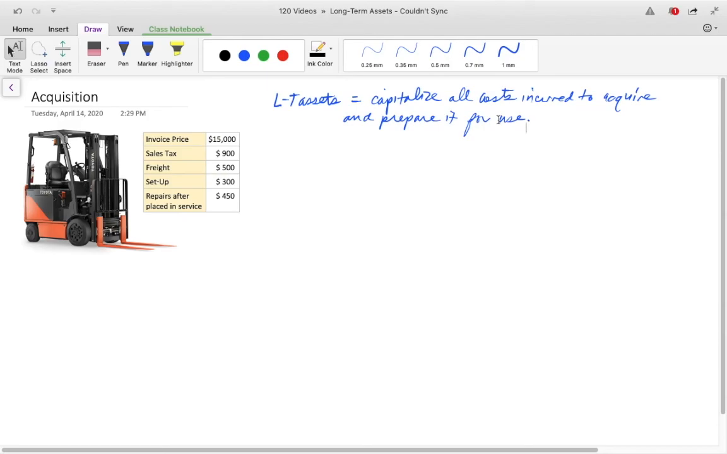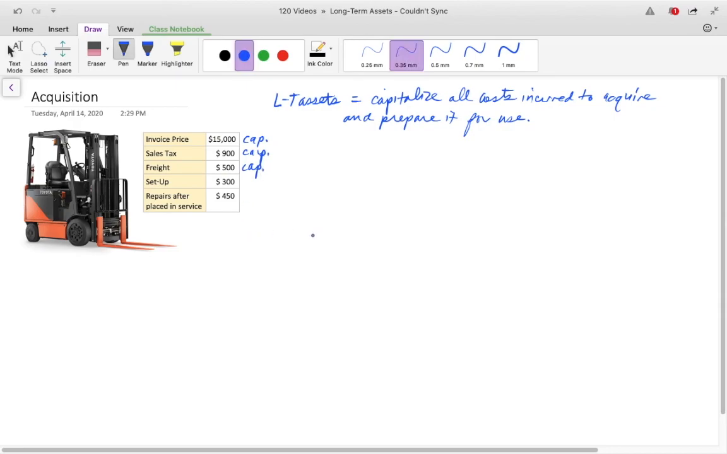So, if we go to the list of costs we have over here, is the invoice price a cost of acquiring or preparing the asset for use? Yes. So, if that's the case, then we are going to capitalize that cost. Sales tax. Is it a cost of acquiring or preparing it for use? Yes. So we're going to capitalize that. What about freight? Freight means we had to pay for the shipping of the forklift to our place of business. Is it a cost of acquiring or preparing it for use? It is. So I'm going to capitalize it.